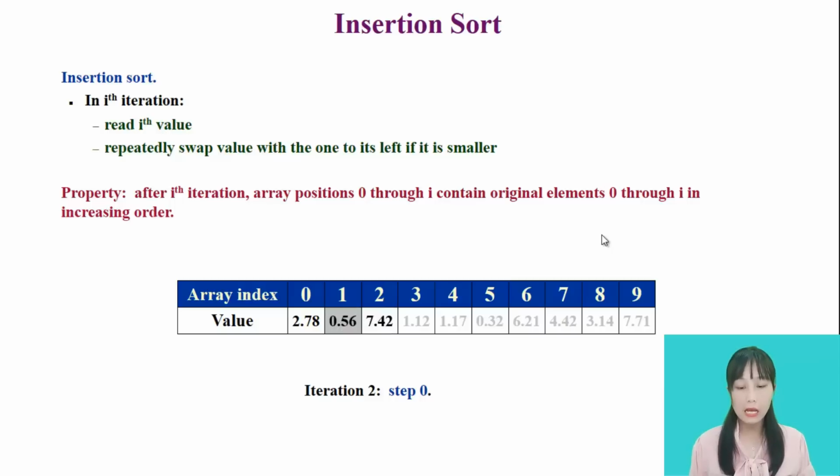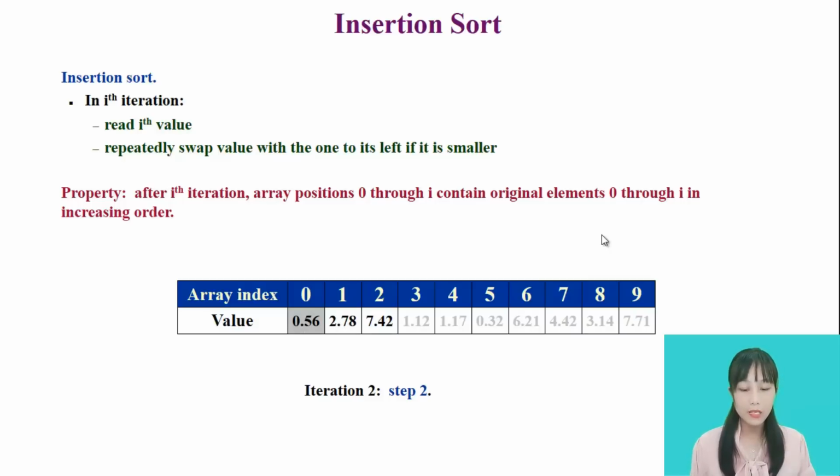So now the 0.56 came in front of 7.42. Step 1, 2.78 is greater than 0.56. I will swap it. Okay. Step 2, no swap.